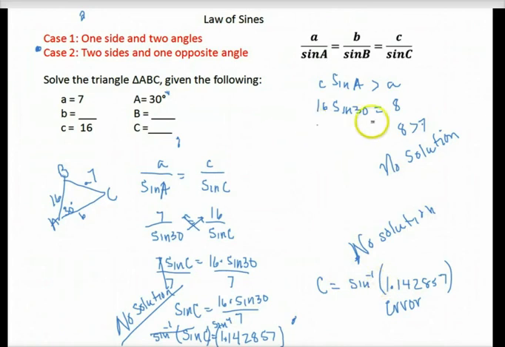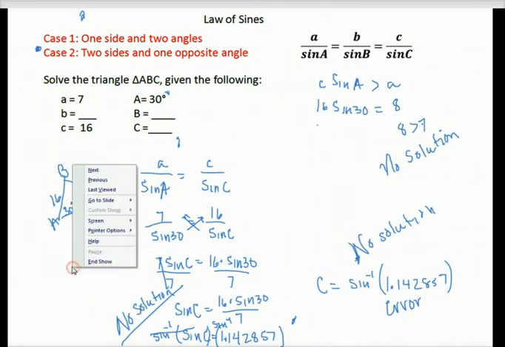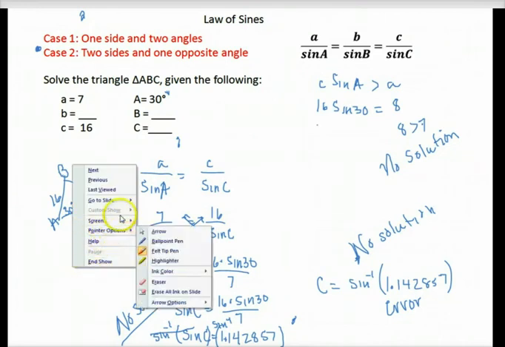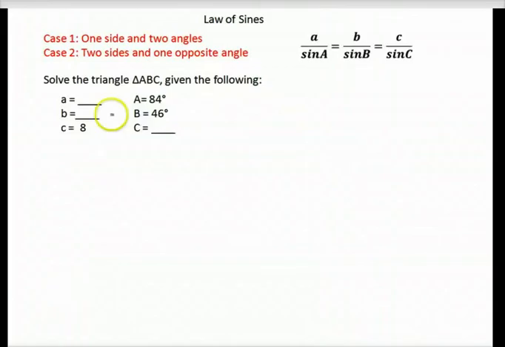So I'm not saying you have to go that far. I'm not saying you have to use any specific one of these three options to know it's no solution. Any of these ways are just fine. But if you have two sides and one opposite angle, it could be no solution.